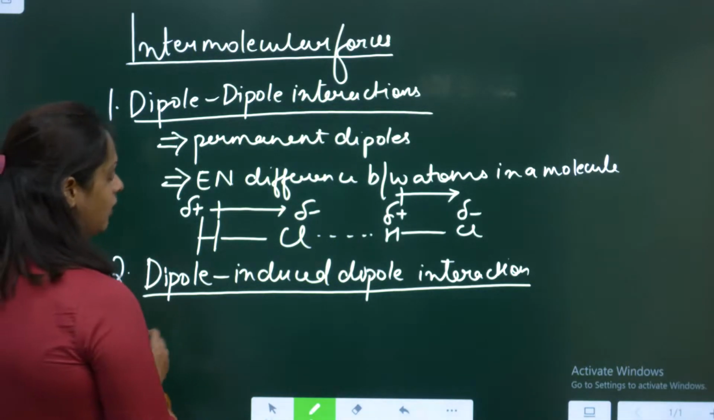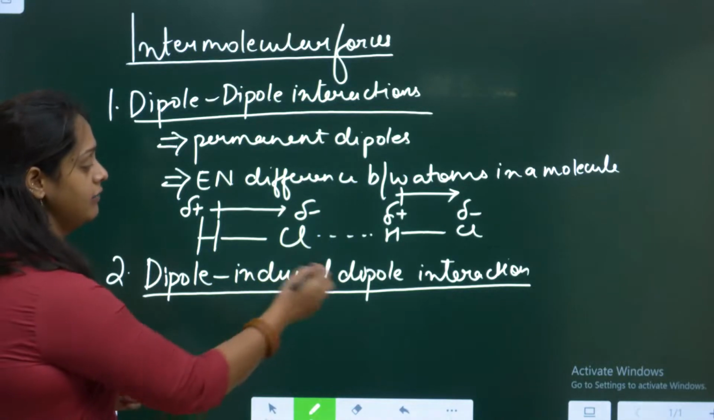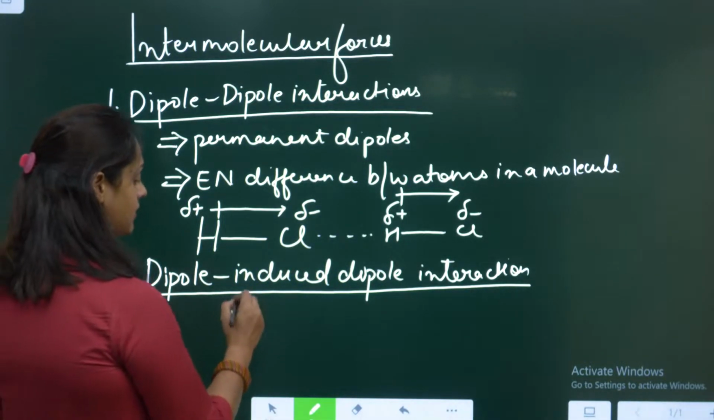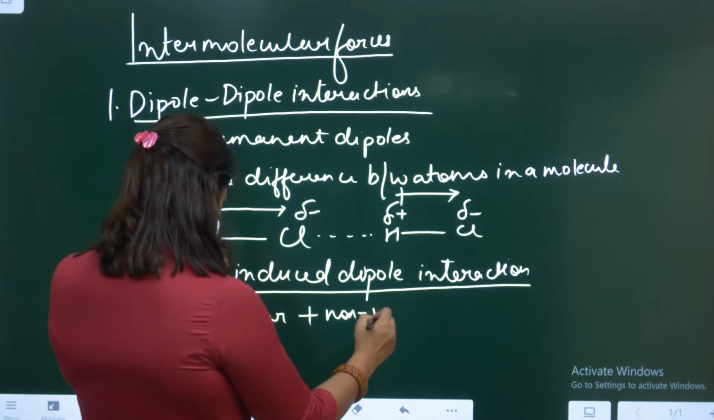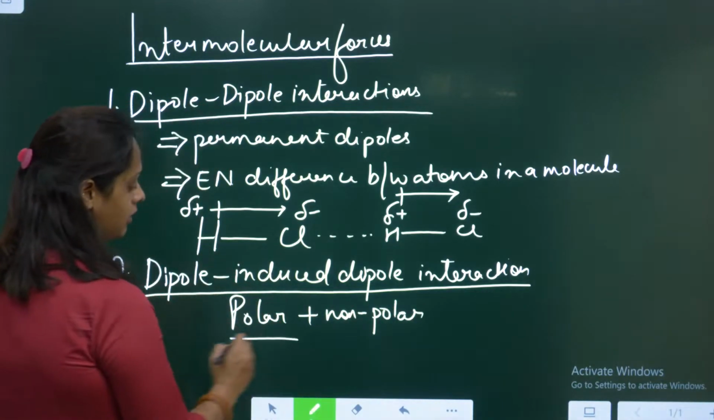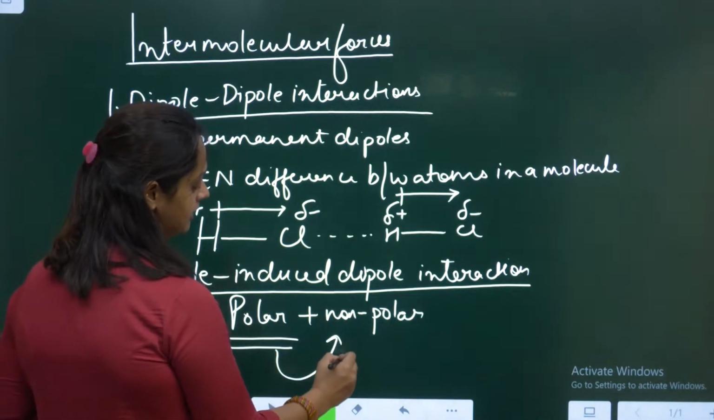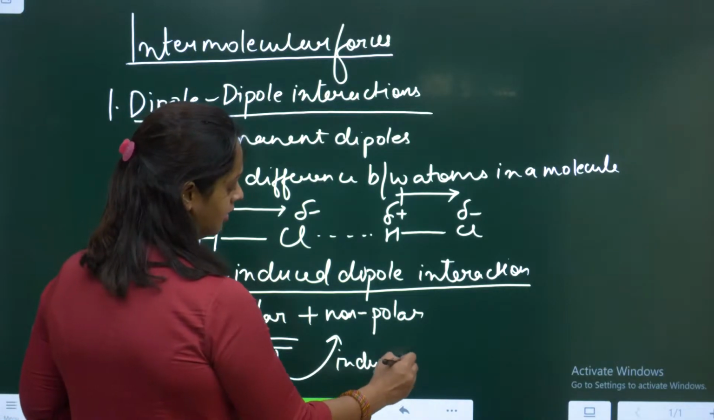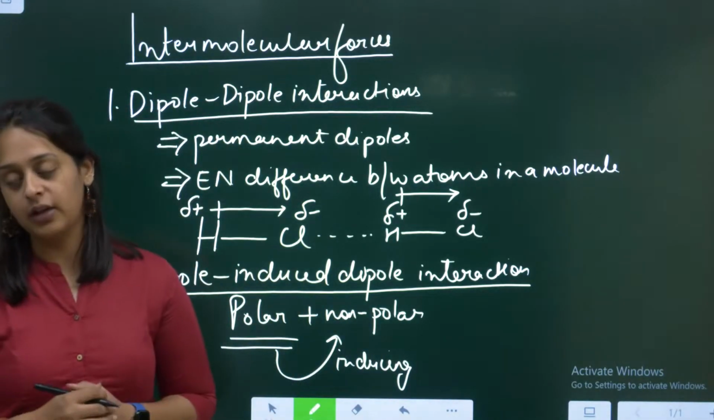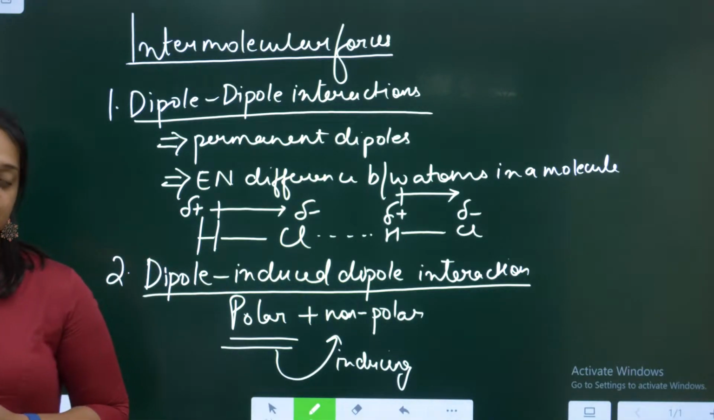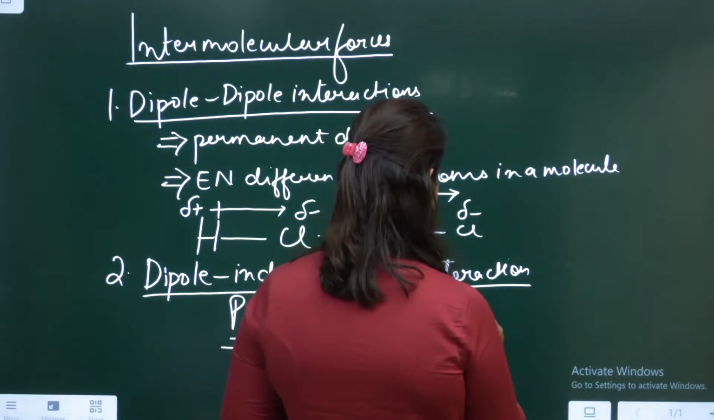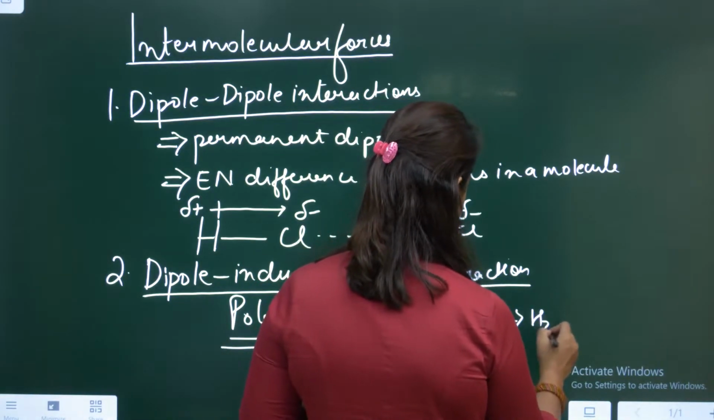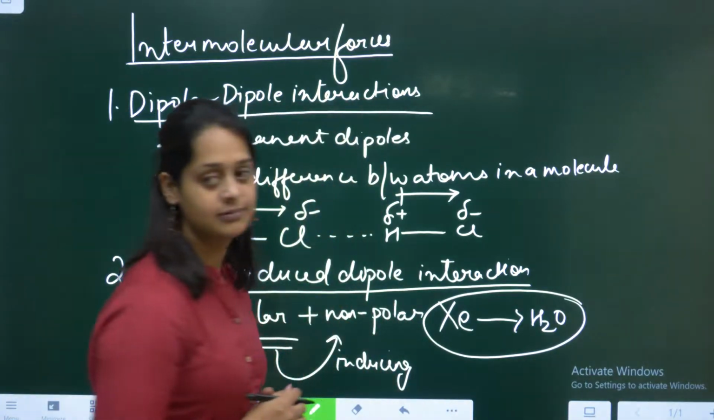So there will be the presence of one dipole already and one non-polar molecule. That means interaction between a polar and a non-polar molecule. So what is happening? The dipole present in the polar molecule is inducing a dipole on the non-polar molecule. What was the example given by me? Were you present in the last class? Yes. Xenon with water. Right?